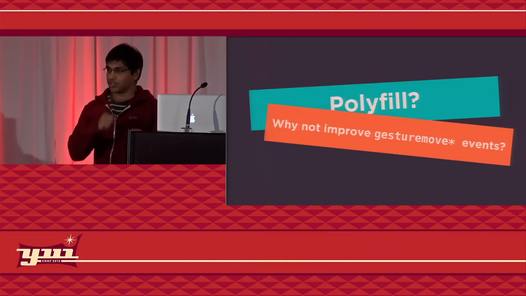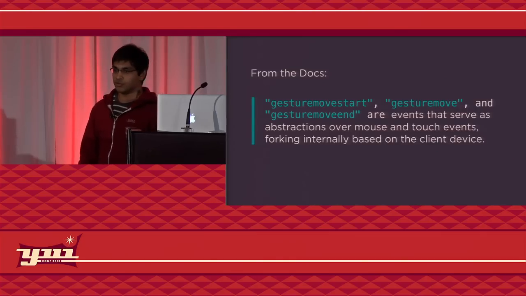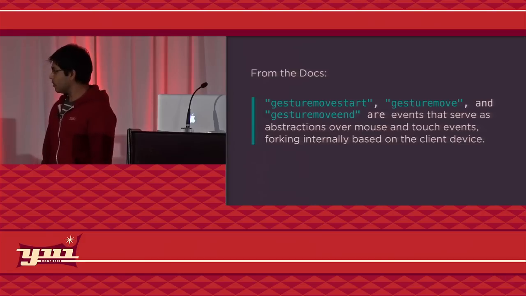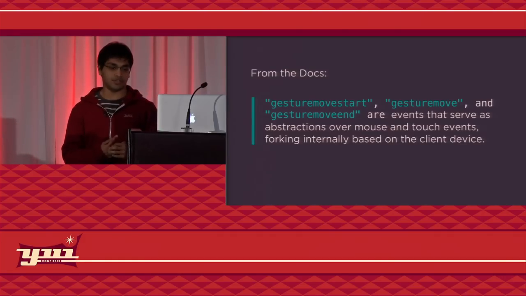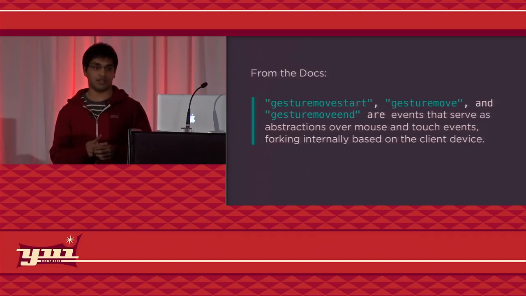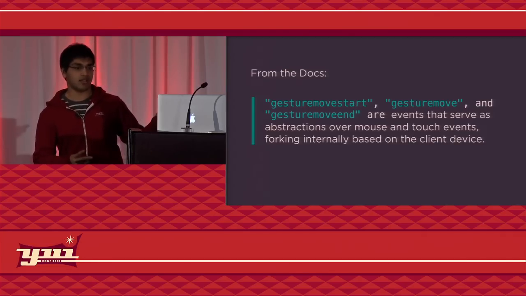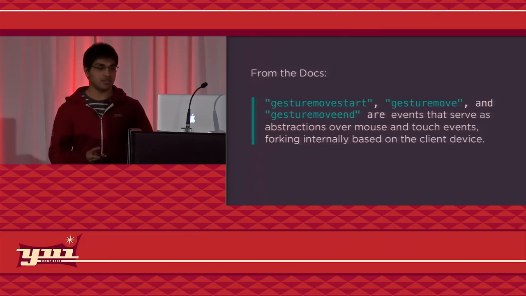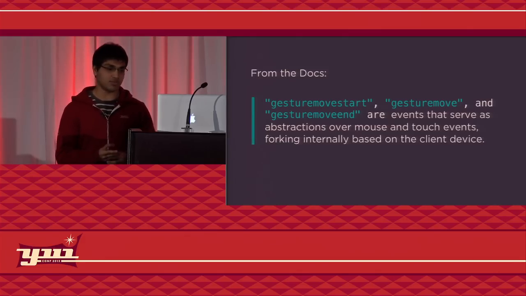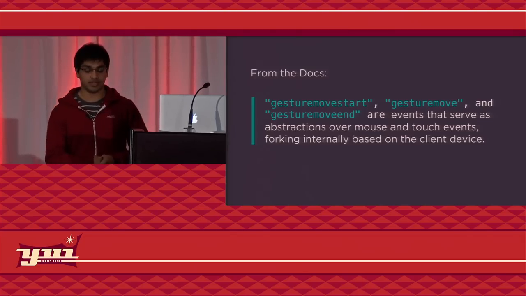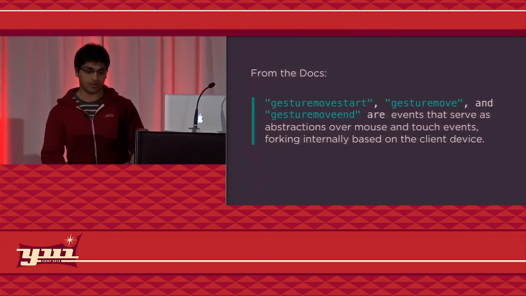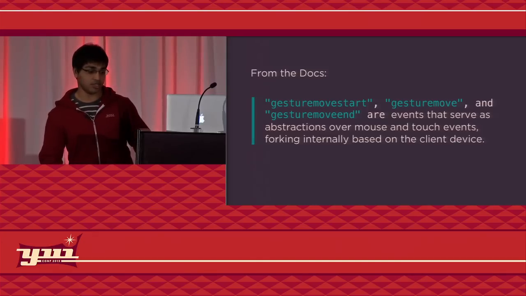And the reason I had this question is because if you look at the gesture move docs, this is what they say: gesture move start, gesture move, and gesture move end are events that serve as abstractions over mouse and touch events, forking internally based on client device, which sounds exactly like what the pointer spec says. So there's clearly a disconnect, because we have this thing in the library and we've had it for a while, yet we're probably not making use of it because it hasn't received love in a while. We haven't worked on it as all these specs have developed.